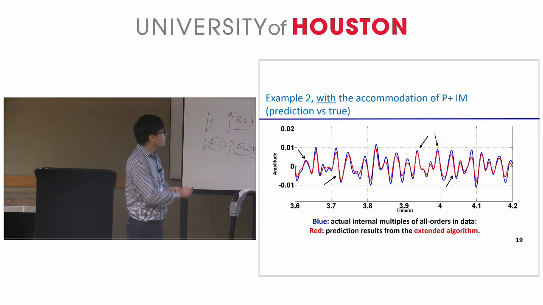Here, I will show this. This is the prediction from the current algorithm and the true internal multiple. The next one is the prediction from the extended algorithm and the true internal multiple in the data. As highlighted by these arrows, the extended new algorithm further improves the effectiveness of the internal multiple prediction. I'll flip back and forth. So this is the current algorithm. So this is the extended new algorithm.